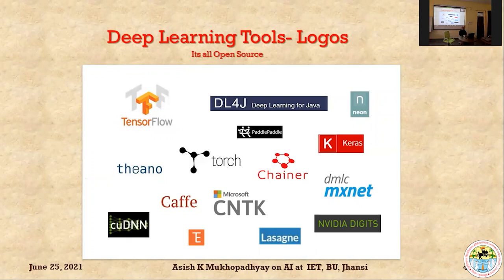TensorFlow from Google is very important, mostly used. Tensor means the way we represent data in artificial intelligence. And flow means the procedure. In TensorFlow, we have a database of data sets and transform the data set through some procedure or algorithm. That tensor is transformed into flow. Torch, PyTorch, Python-based Torch, are all important.